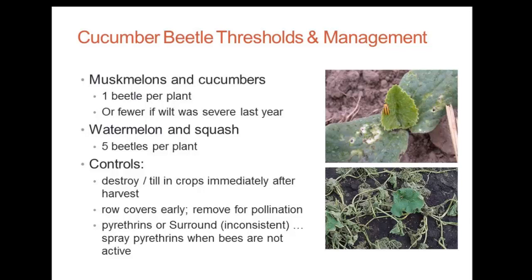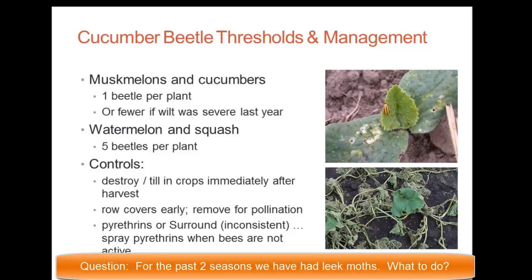What can you do culturally? This is another one of those where when you quit picking any of the plants in the cucurbit family, pull them out of the ground, put them in a compost pile, or till them into the ground, or do something. Don't keep feeding cucumber beetles and squash bugs for a long time and letting them reproduce longer. Row covers work, pyrethrins work okay, but you've got to spray them over and over. Surround is not very consistent, and if you use pyrethrins, you have to spray when the bees aren't foraging.